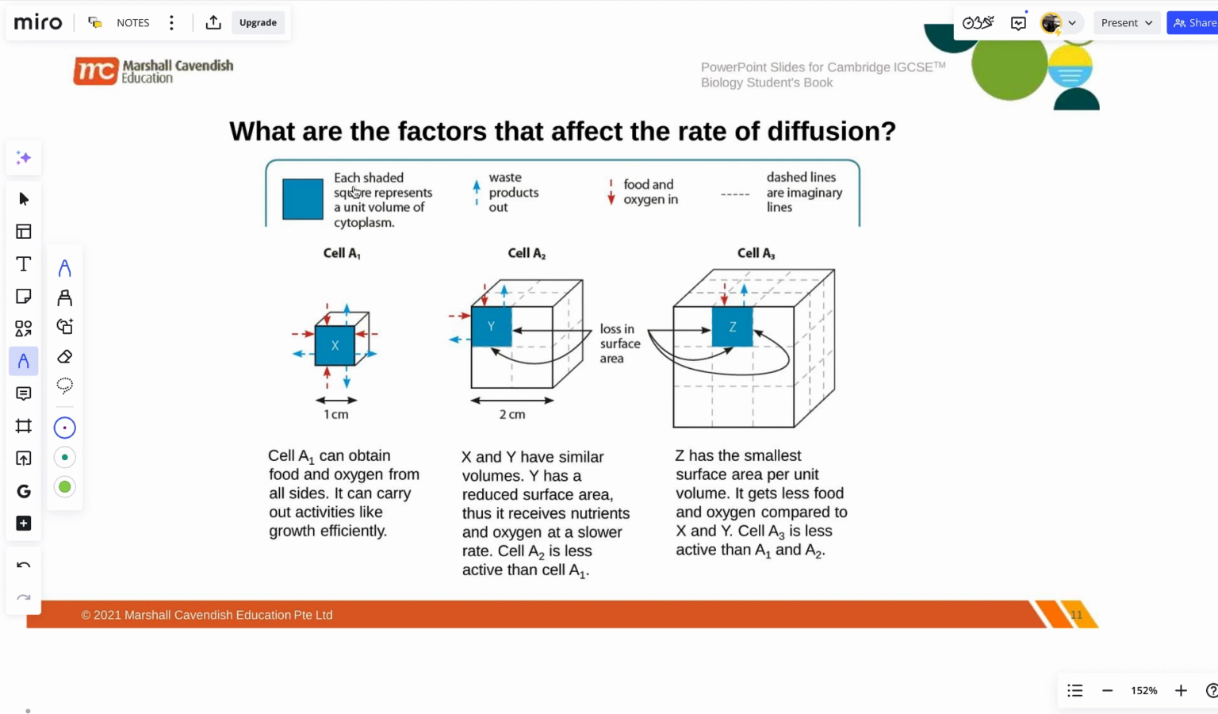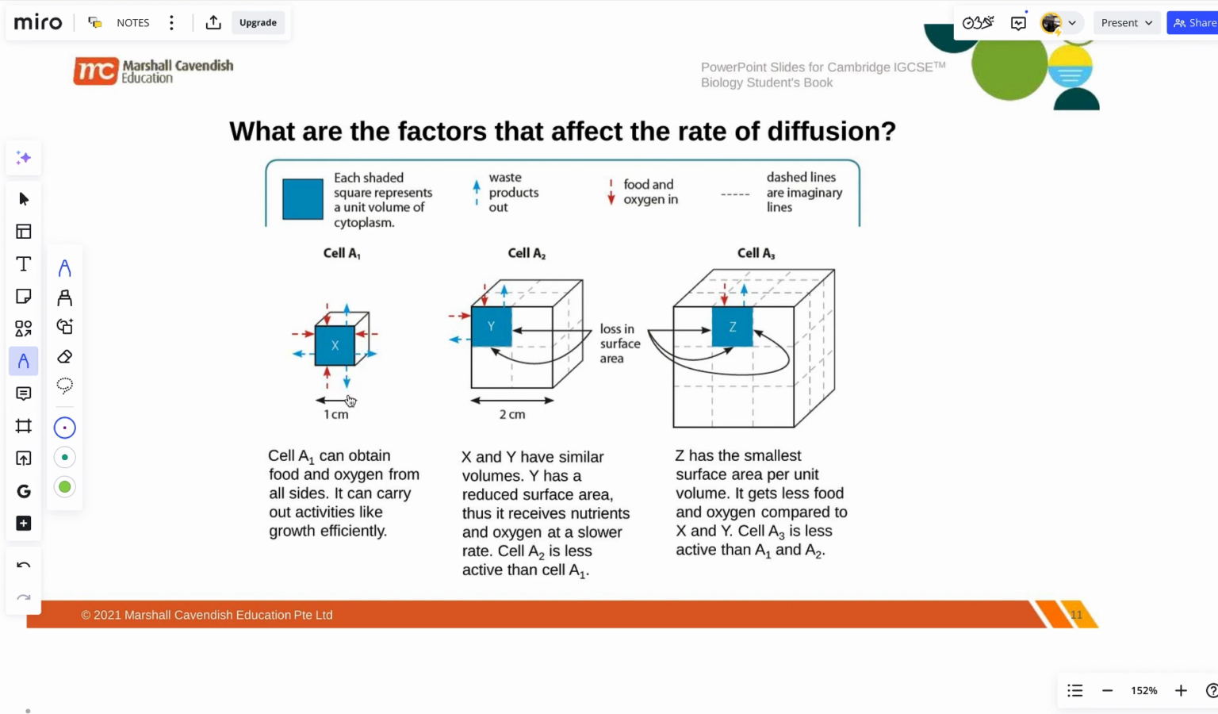If we are considering only one face, what are the factors that affect the rate of diffusion? Here, each shade represents a unit volume of cytoplasm. When we see an arrow going up, it means waste product is going out of the cell. When we see a red arrow going in, it means food and oxygen are going into the cell.